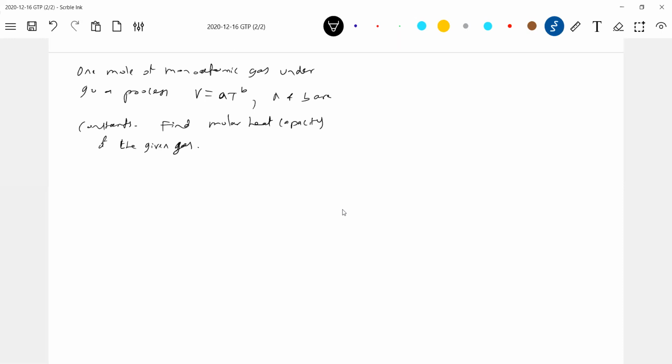See, in any process, C equal to Q by n delta T. There's a generalized formula, do remember, Q by n delta T or dQ by n dT. It all depends upon the situation. Okay, there's the first problem. So try once, then I'll come into the picture.